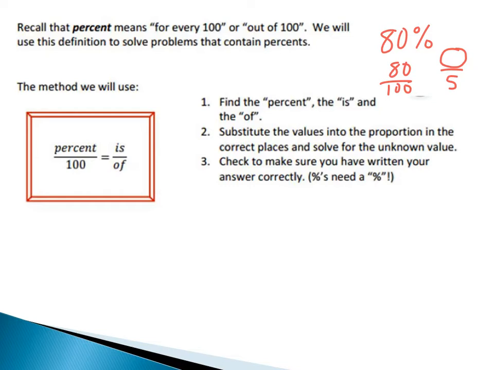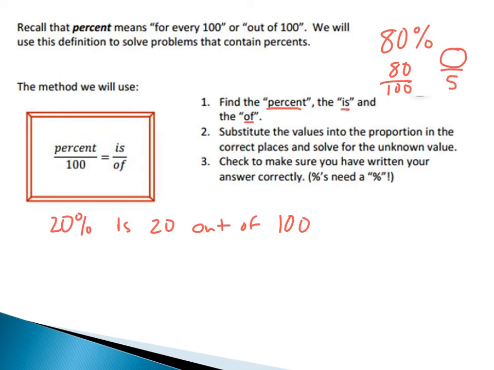Okay, so again, when you express a percent, like 80%, it means out of 100. Here are the steps we're going to look for. You're going to find 3 things in a problem: the percent, and then 2 other words, is and of. So for example, you'll see 20% is 20 out of 100. So this would be an example of what you might see.